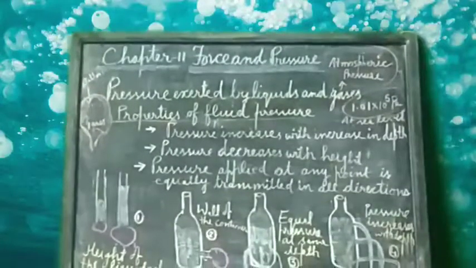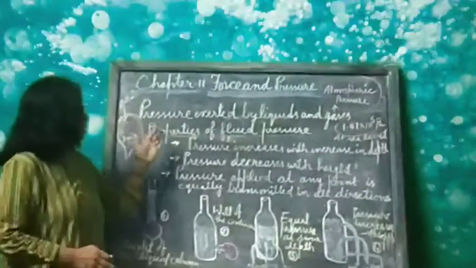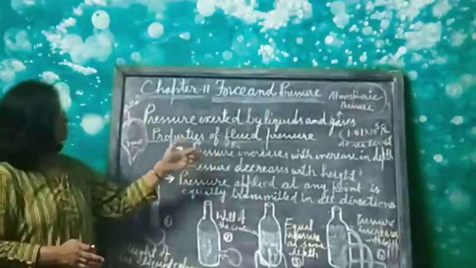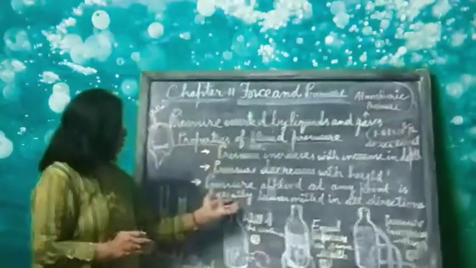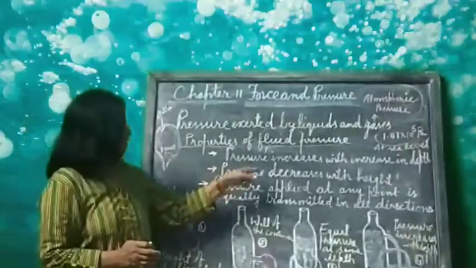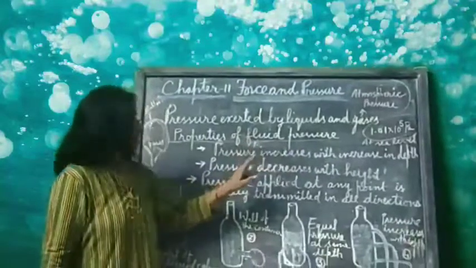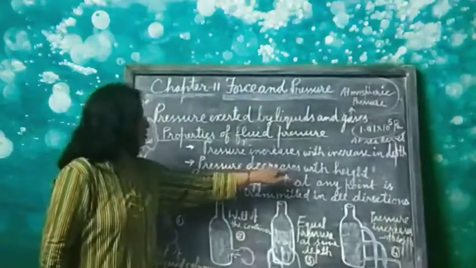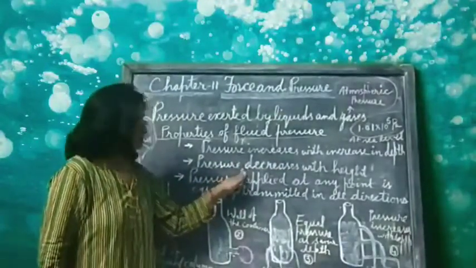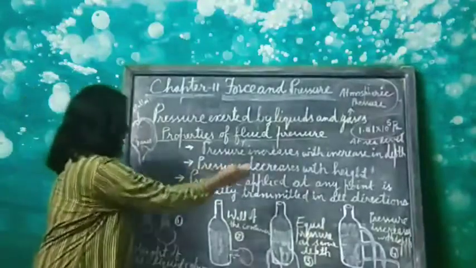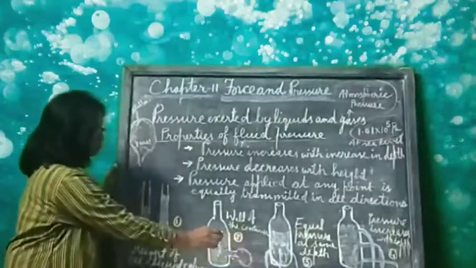I think now you have understood how liquids and gases exert pressure in our atmosphere. So all these three points, if you correlate: pressure increases with depth, I have explained the sea divers example. Pressure decreases with height, again I have explained mountaineers and astronauts. Again, pressure applied at any point is equally transmitted in all directions. You can see this activity again.